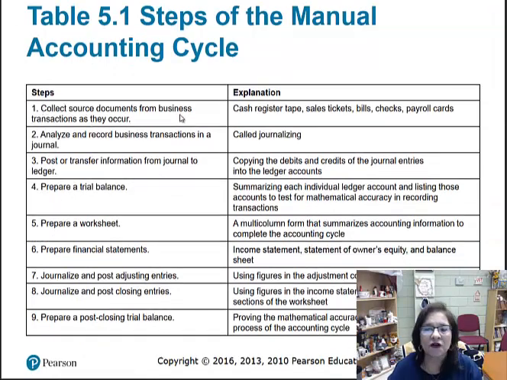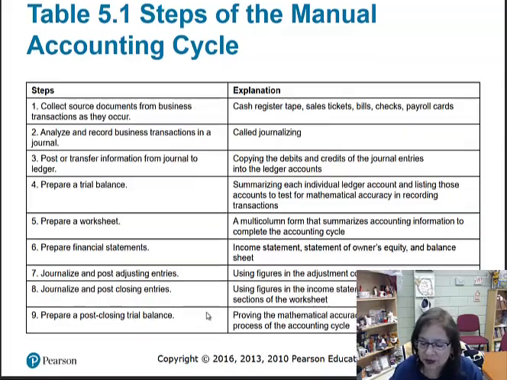Collect all the sources from the business transactions, analyze them, post or transfer them to the journal, to the ledger, prepare the trial balance, prepare the worksheet, prepare your financial statements. Then you post your adjusting entries. Then you post your closing entries. And then you prepare your post-closing trial balance. Everything still has to balance out. And this proves the mathematical accuracy of the closing process as well.